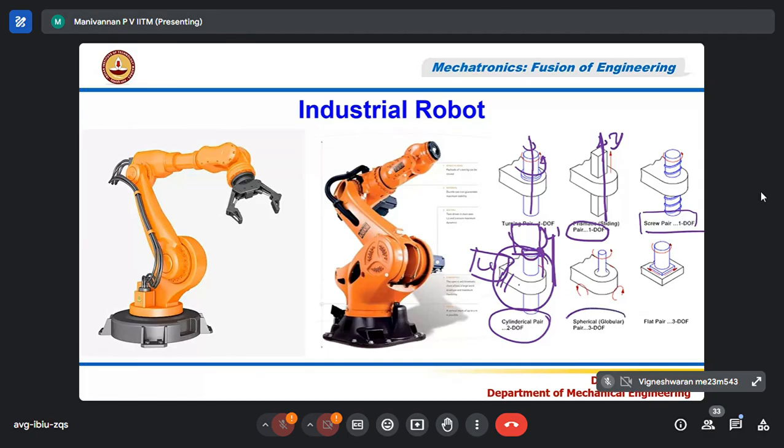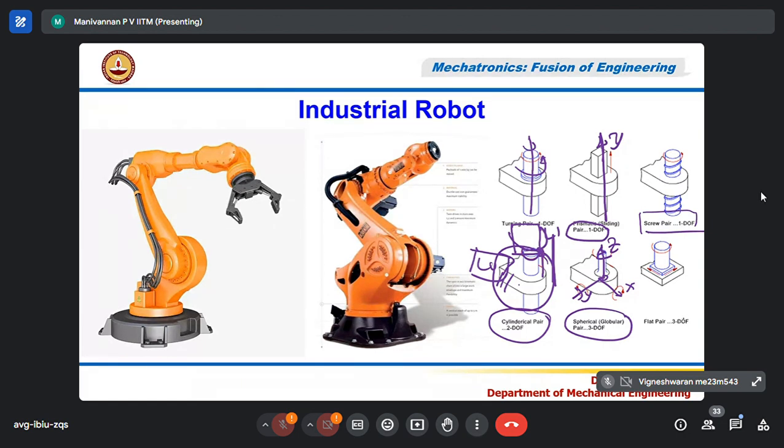A spherical pair, or ball and socket, provides 3 degrees of rotation with respect to this axis, this axis, and this axis, correct? I can call this the Z axis, this the X axis, and this the Y axis as per Cartesian coordinates. With respect to these it can rotate, okay? So that is all that is possible. So it gives 3 degrees of freedom of rotation.